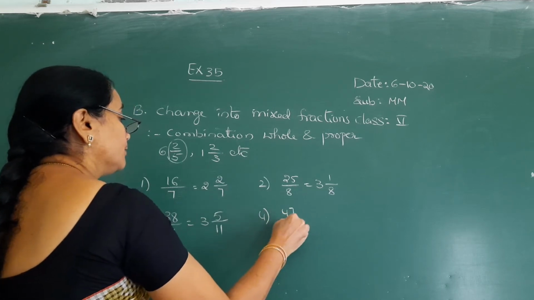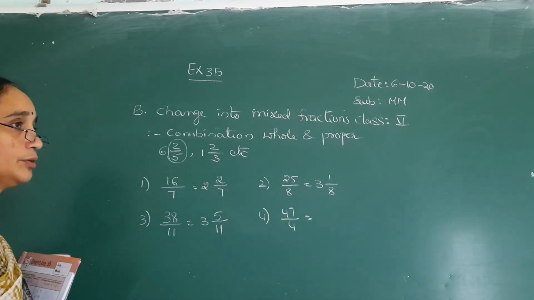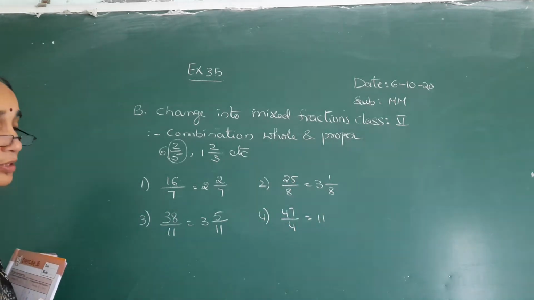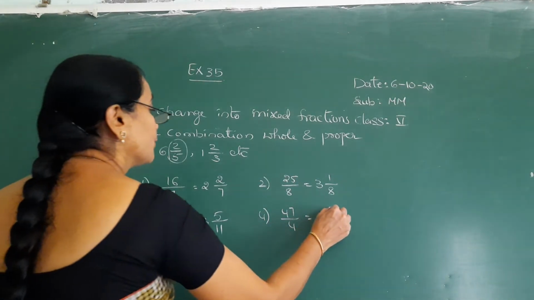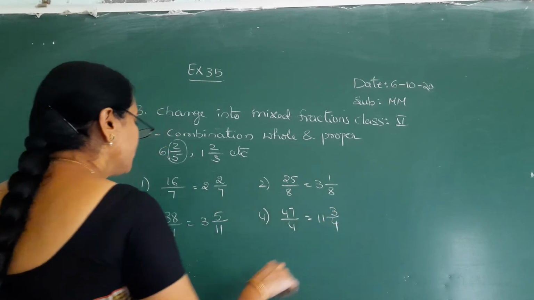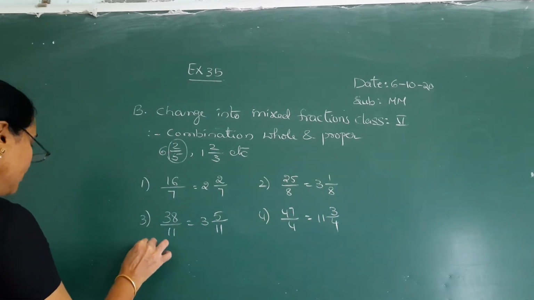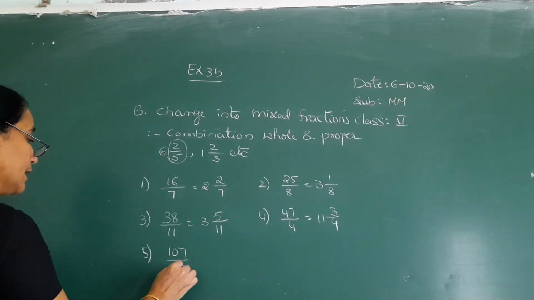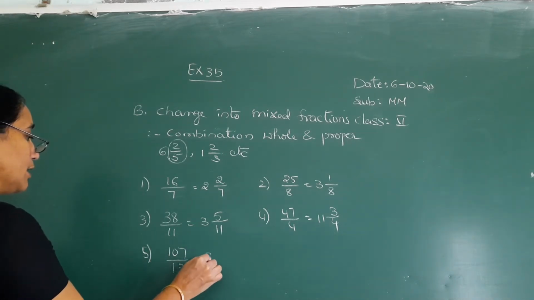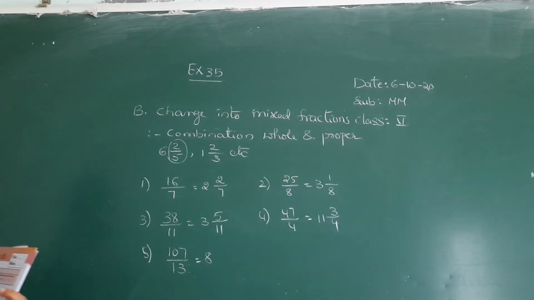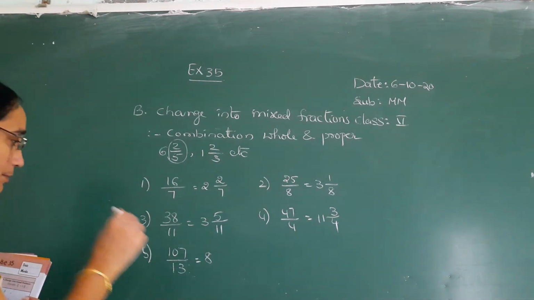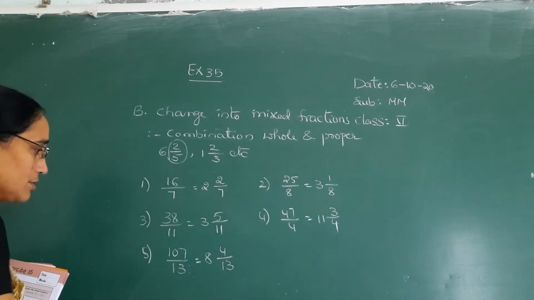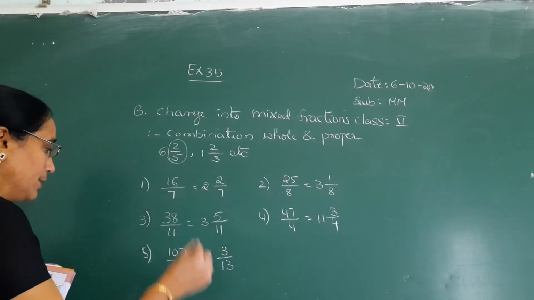47 by 4. 4 11s are 44. 47 minus 44, 3 divided by 4. See the fifth problem. 107 by 13. 13 8s are 104. Subtract 104 from 107. Sorry, remainder is 3 divided by 13.